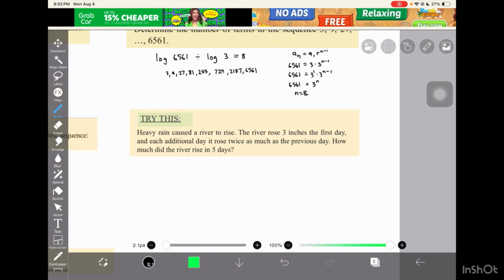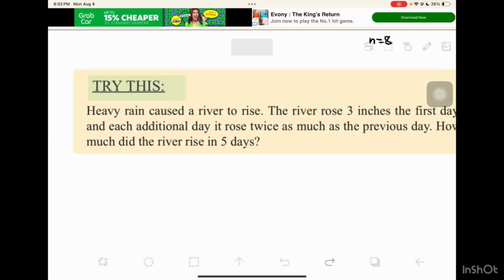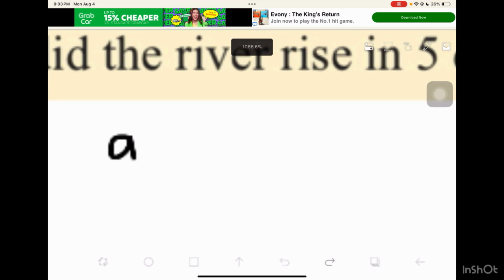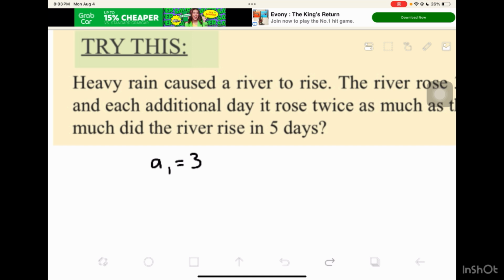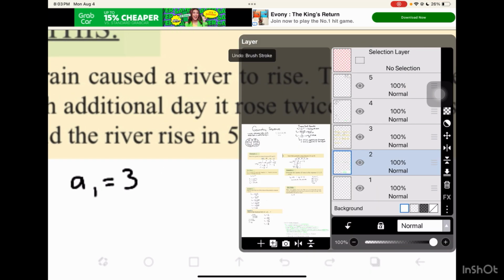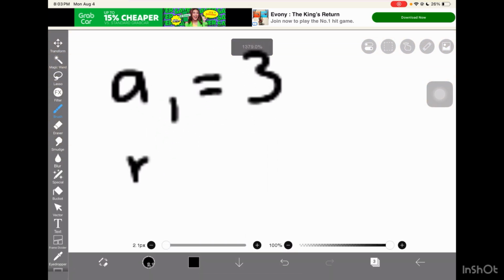Heavy rain caused a river to rise. The river rose 3 inches on the first day, and each additional day rose twice as much as the previous day. How much did the river rise in 5 days? So first and foremost, let's analyze for it. The river rose 3 inches on the first day. So that means the first term of our sequence is our 3 right there. Each additional day caused it to rise twice as much. Twice means double, or 2 times. So therefore, our r is equal to 2.